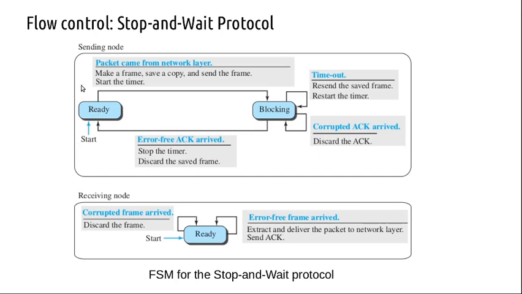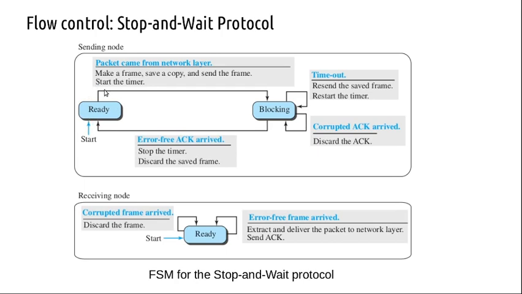On the sender side, you have two states, one is a ready state and the other is a blocking state. The sender can transition between either of these two states, and on the receiver side, there is only one state. It is ready to receive a frame and check it. Okay, so we'll check the sender side.